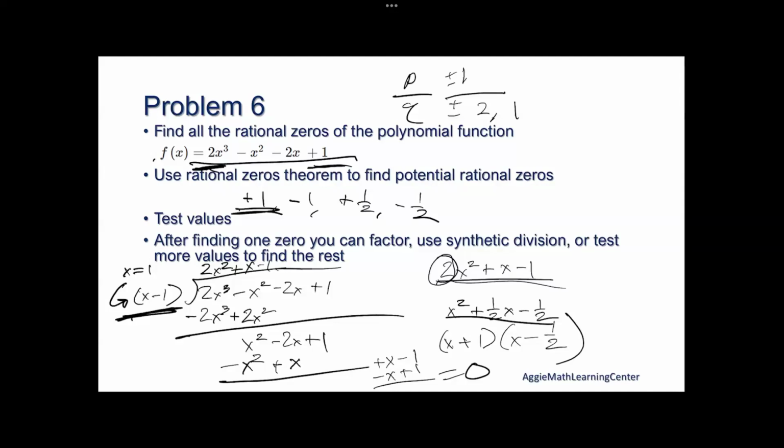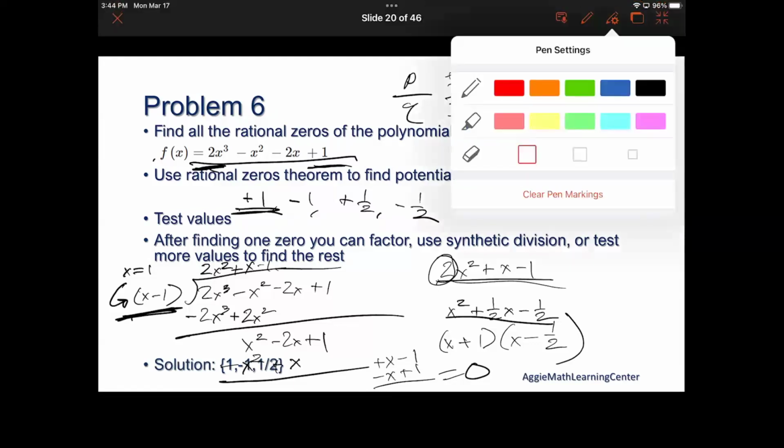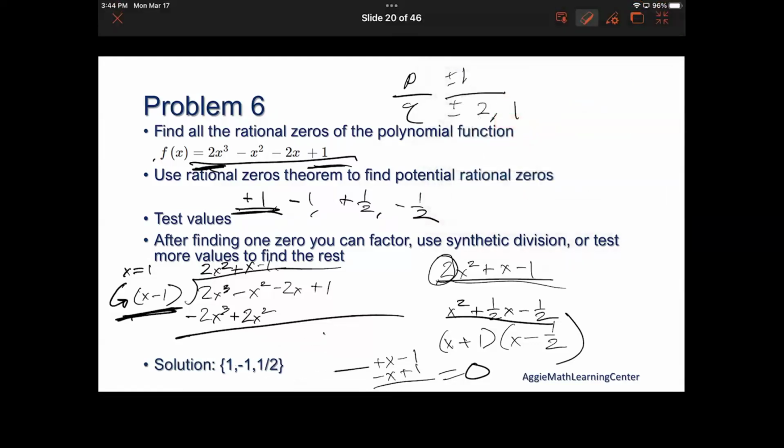Because, I don't know, the best way I can describe it is you factor into those 2 pieces, and those are our last 2 roots. Those are our last 2 zeros. And so I would stop drawing over where the zeros are. There we are. So our 3 zeros for this polynomial are going to be 1, negative 1, and 1/2.